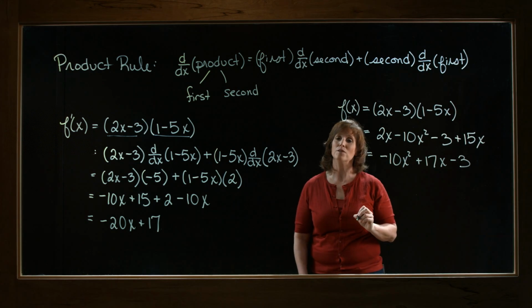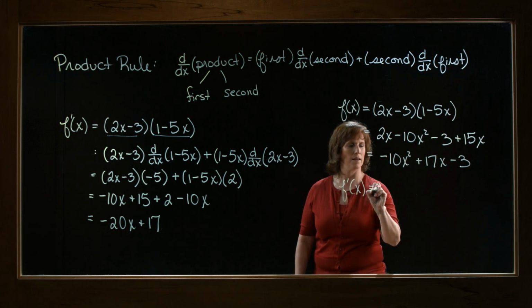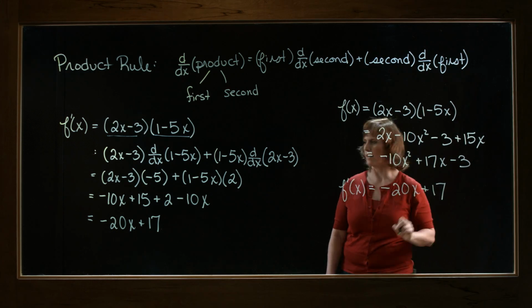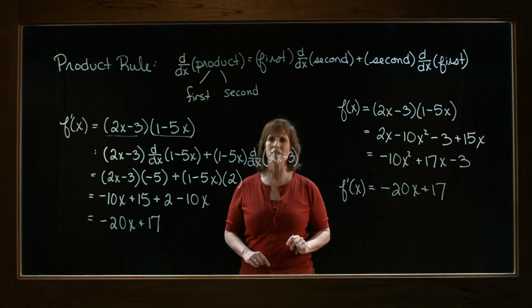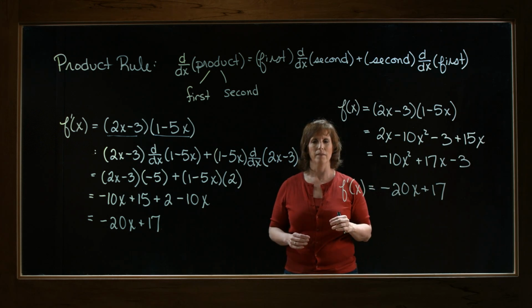Now I'm going to go ahead and use my basic differentiation rules to find the derivative. Minus 20x plus 17. Notice I have the same answer. It didn't matter which way I did it. Well, which way do you like better?